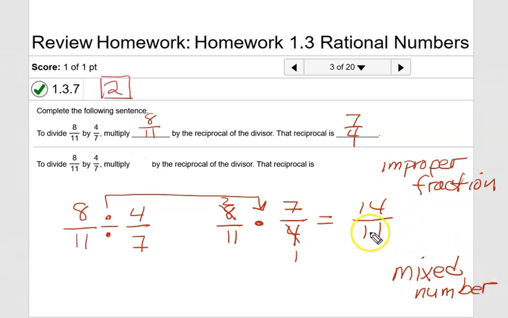by saying, how many times does 11 go into 14? Well, it goes once, and then there's 3 left over that we put over our denominator. Now, if we have a mixed number and we want to change it to an improper fraction, we would take our denominator, multiply it by the whole number here, get 11, add 3, get 14 over 11. So a review and some background.